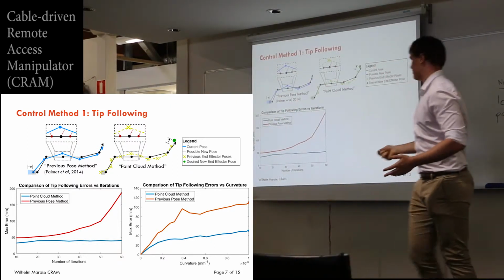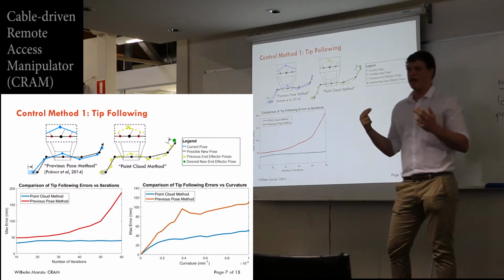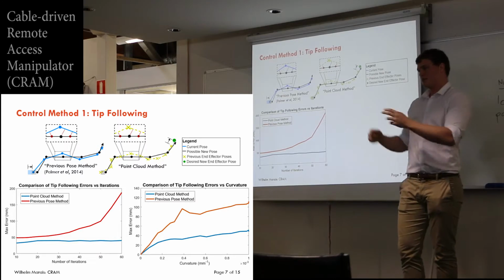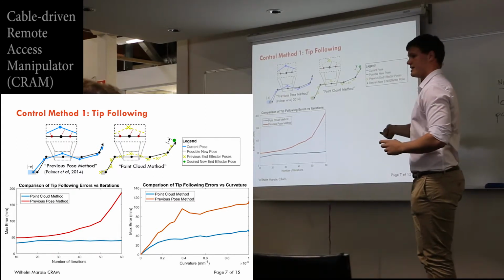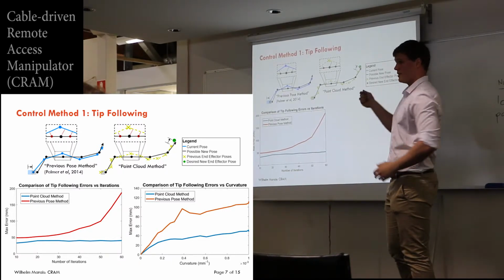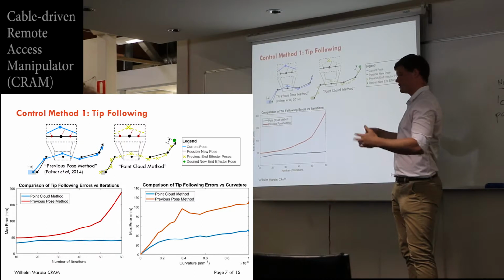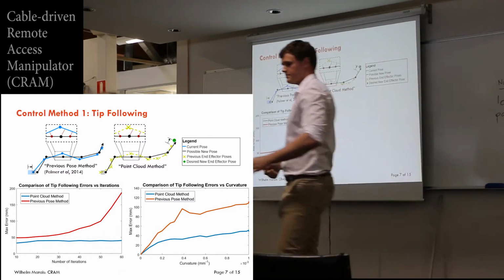This graph shows a comparison of the two methods. On the y-axis we have the maximum error of the tip following, or the deviation from the ideal path we wanted to take, in millimeters. The x-axis is the number of iterations of the algorithm. What this shows is that when we use the previous pose method, there's this accumulation of errors, which is not present in the point cloud method.